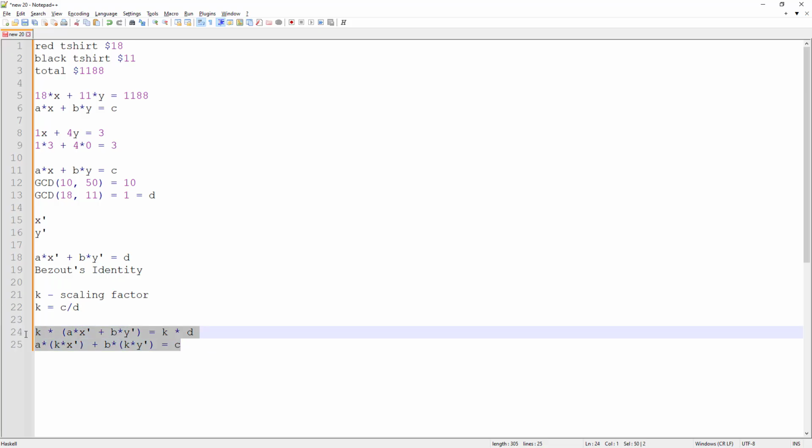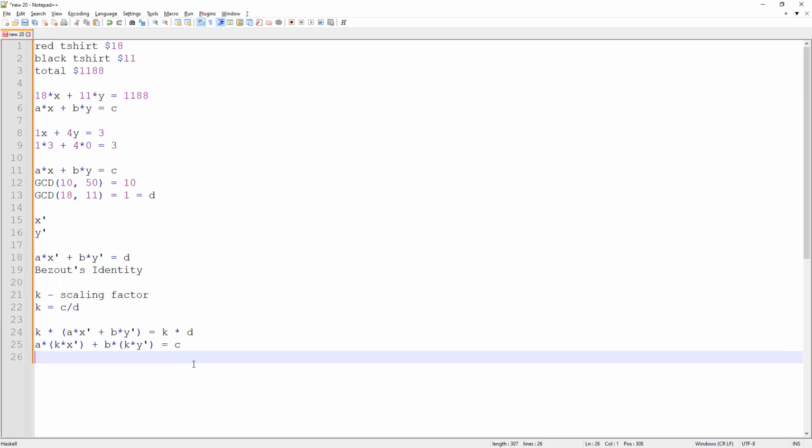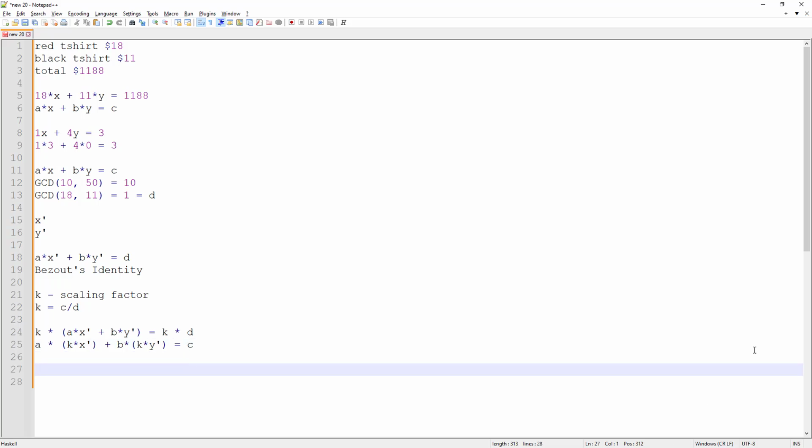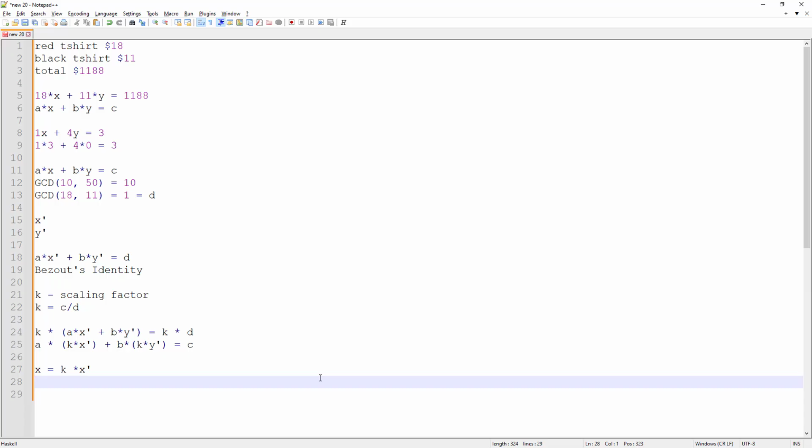So solving this one gives c. Pretty easy to explain, I would say. And the solution of x and y we are looking for looks like the following: x equals k times x prime, and y equals k times y prime.